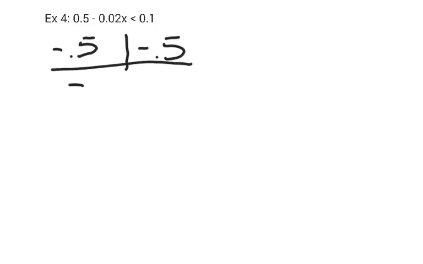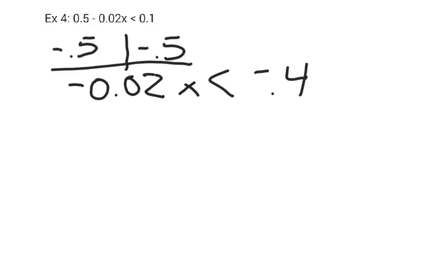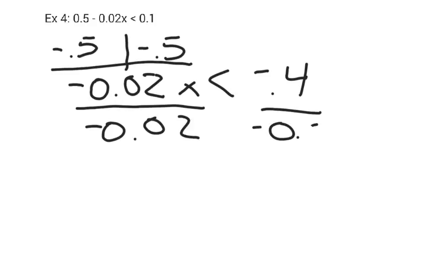On the left-hand side, we got negative 0.02 x is less than. On the right-hand side, 0.1 minus 0.5, we will get negative 0.4. Lastly, we need to divide both sides by negative 0.02. They cancel. x is less than 20.